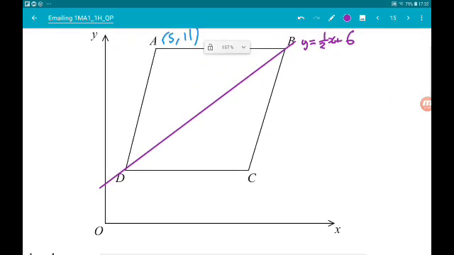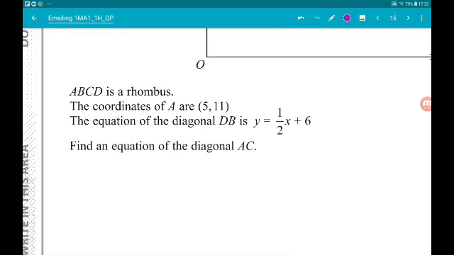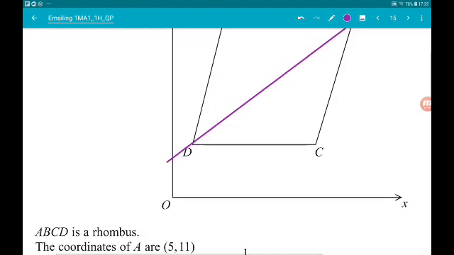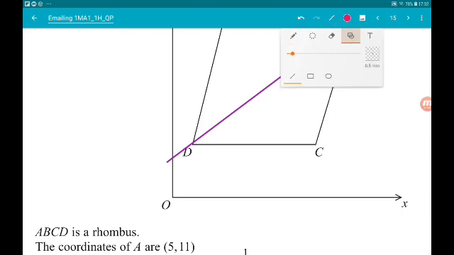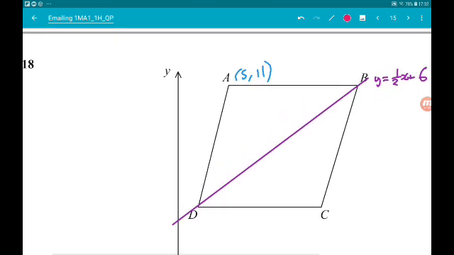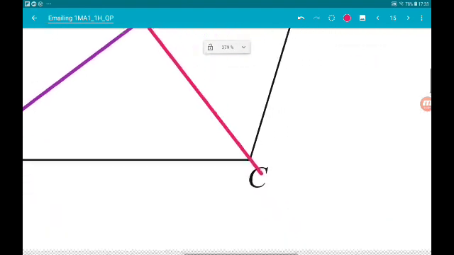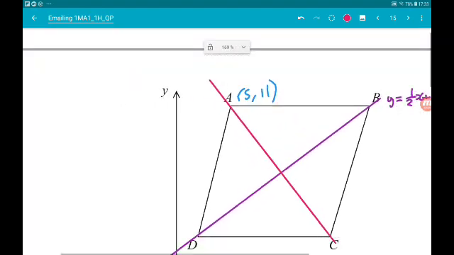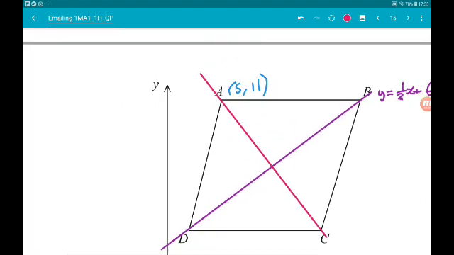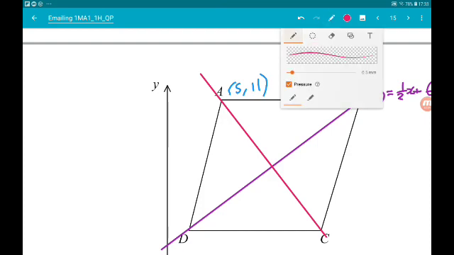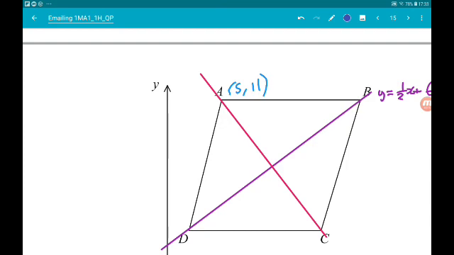Now our mission is to find an equation of the diagonal AC. So AC is this line here, connecting A and C together. Okay, so the key to this is the fact that diagonals of a rhombus meet at right angles.